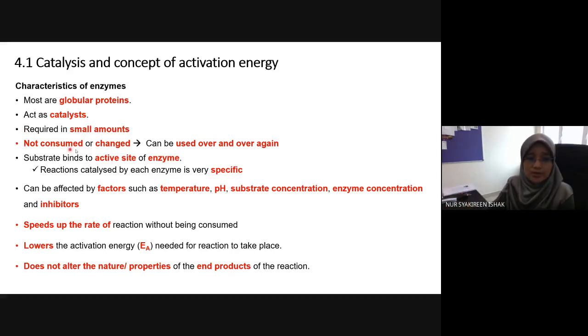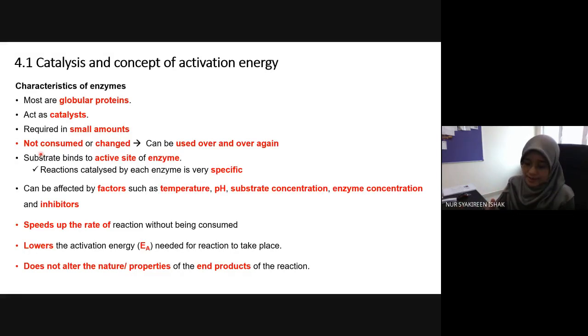Okay, they are not consumed by the reaction, or they are not changed. The shape of the enzyme will not change, so that's why they can be used over and over again. Therefore, they are required in small amounts. And then each enzyme will have its own specific shape of active site that binds to a specific substrate only. So the reaction the enzyme catalyzes is very specific.